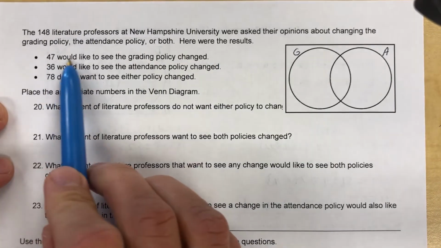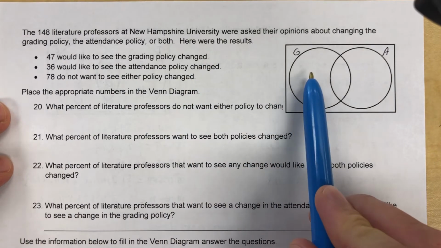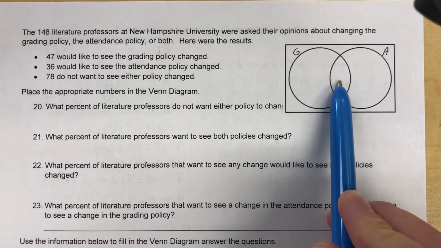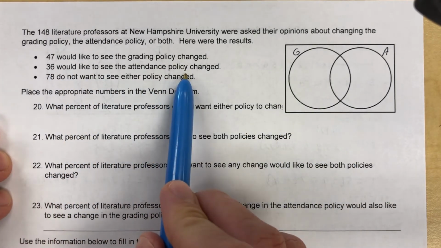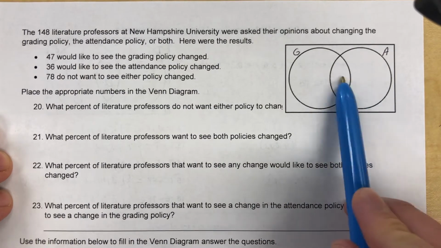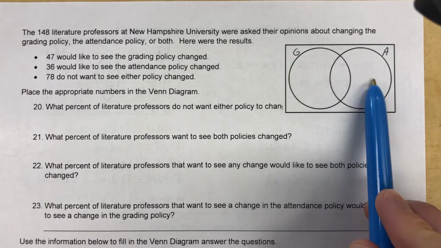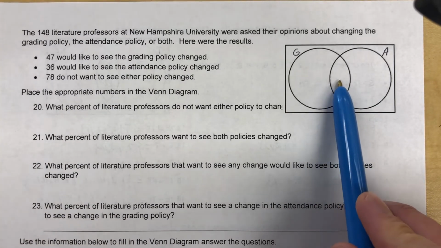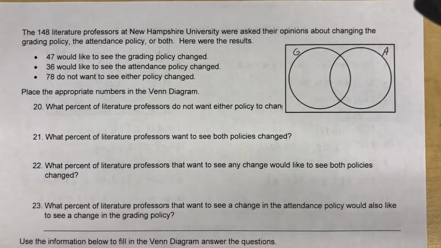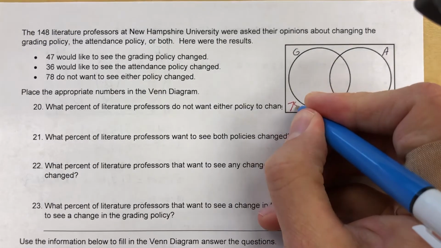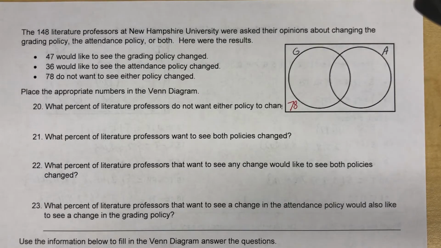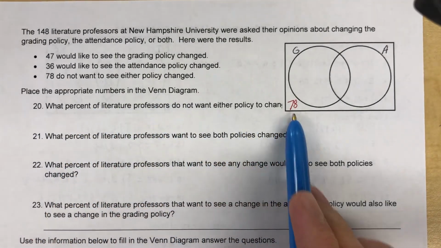Okay, 47 would like to see the grading policy changed. I'd love to put a 47 right here, but technically it's both of these, and so I don't know how much goes in each one. Okay, 36 would like to see the attendance policy changed. That means 36 is here. No, it's not. It means both of these together make 36, and I don't know how much go in each one. If I knew this number right here, we could do it. We're about to get there. 78 do not want to see either policy changed. There we go. Let's write it in red. Sounds important to me. 78 is outside of grading and attendance. Okay. Place the appropriate numbers in the Venn diagram. We're well on our way.